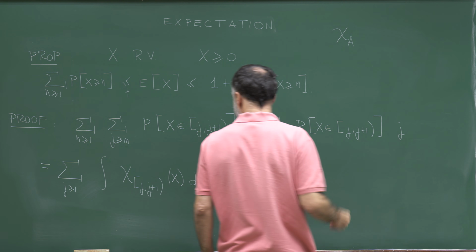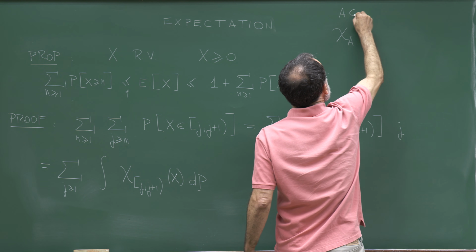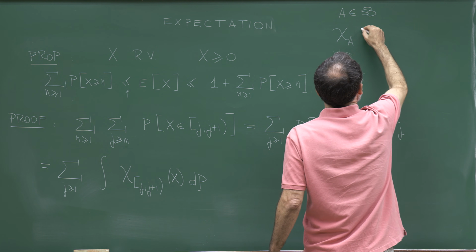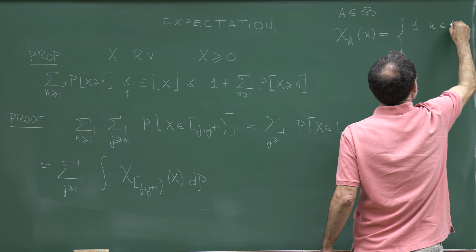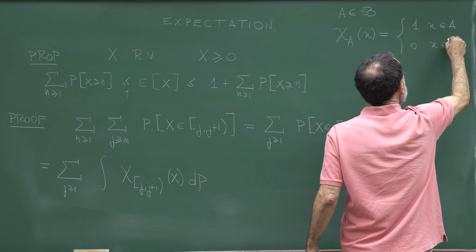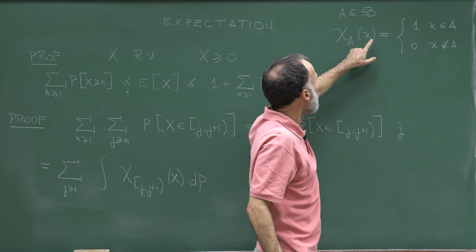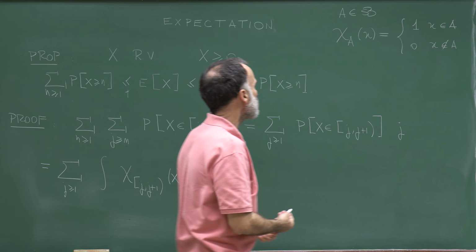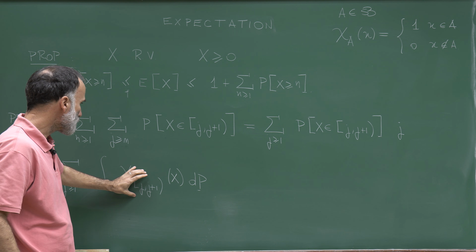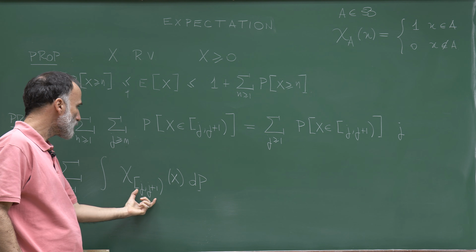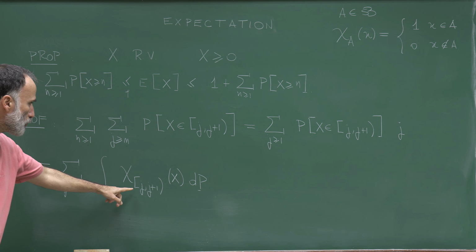Chi A will represent the indicator function. So A is a Borel subset, and chi A of x will be equal to 1 if x belongs to A and 0 otherwise. So this function is called the indicator function of the set. It takes only two values, 1 and 0: 1 at the points of A and 0 in the complement of A. So you see that this function takes the value 1 if x belongs to this interval and 0 otherwise. So this integral corresponds exactly to the probability that x belongs to this interval.